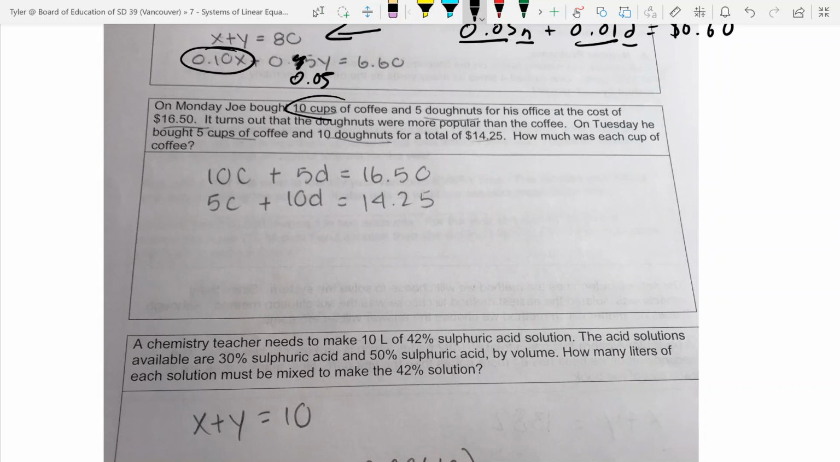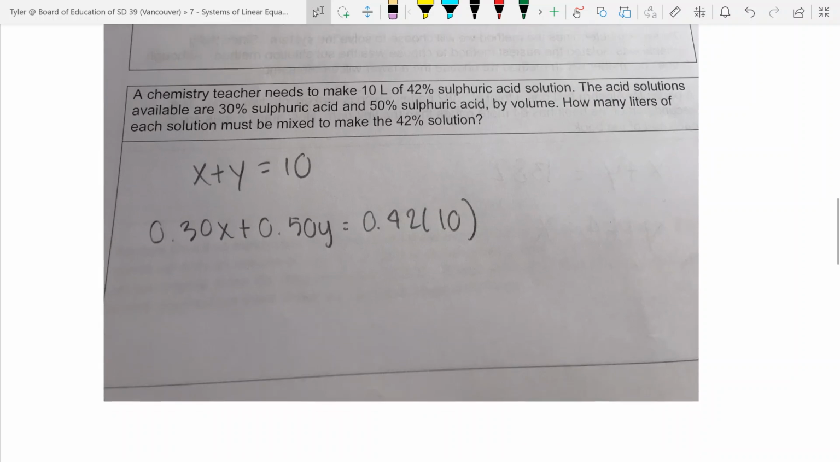Monday, Joe bought 10 cups of coffee and 5 donuts, and it cost $16.50. Total $16.50. This first equation's good. The second one says he bought 5 cups of coffee, 5C, and 10 donuts, 10D, and the total is $14.25. Cool. So that equation's great too.